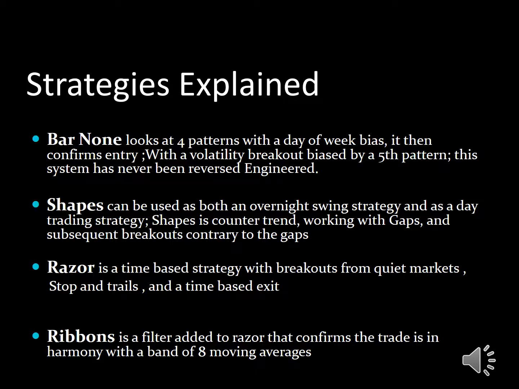The next system is Shapes. It can be used as both an overnight swing strategy and as a day trading strategy. Shapes is counter trend. It works with gaps and subsequent breakouts contrary to those gaps. Razor is a time-based strategy with breakouts from quiet markets. It uses stops, trails, and a time-based exit. Ribbons adds something to Razor. It's a filter added to Razor that confirms the trade is in harmony with a band of 8 moving averages.